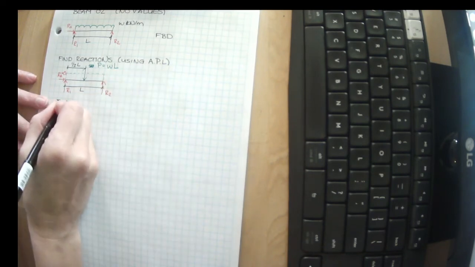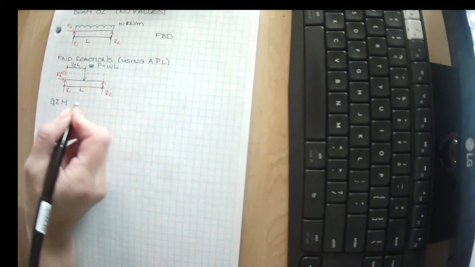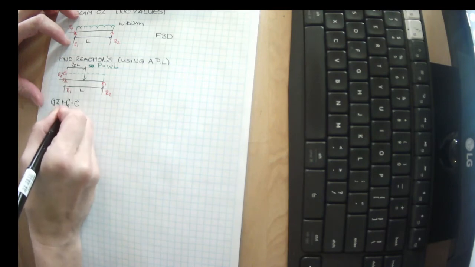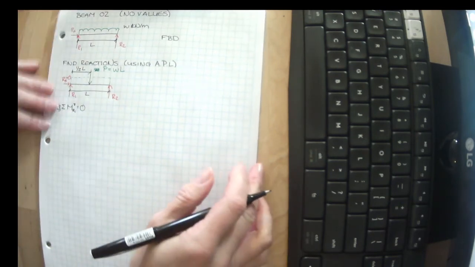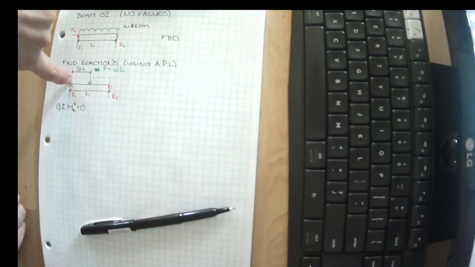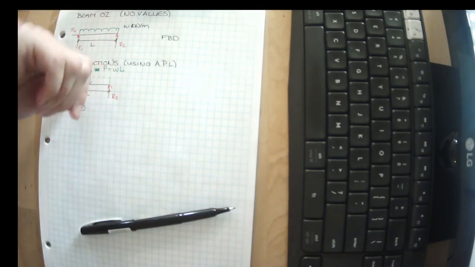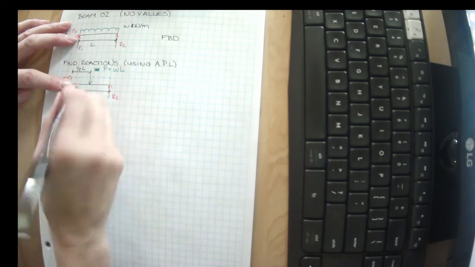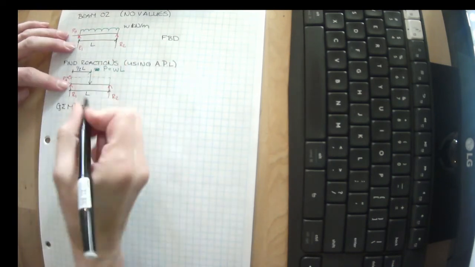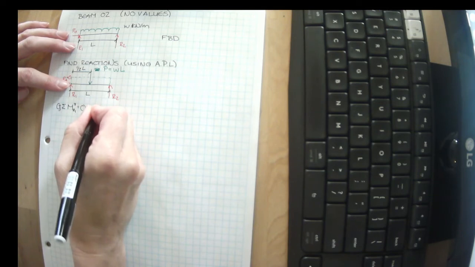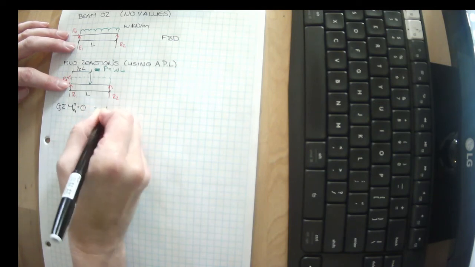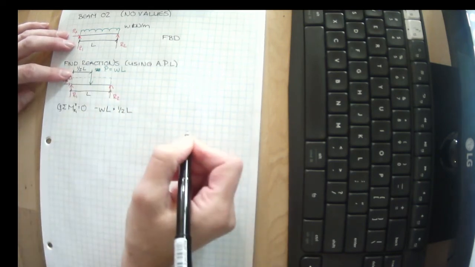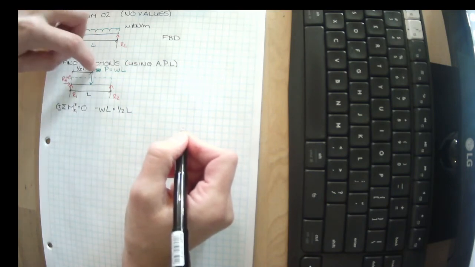Let's sum the moments. Everything spinning in that direction is positive about the z-axis. And I'm going to pick R1, because I'm lazy and I always do the same thing. I'm going to put my thumbtack right here, and I'm going to curl my fingers in this direction, representing my P spinning in that direction, so the negative direction. So minus WL times 1/2 L. So that's the moment due to P.